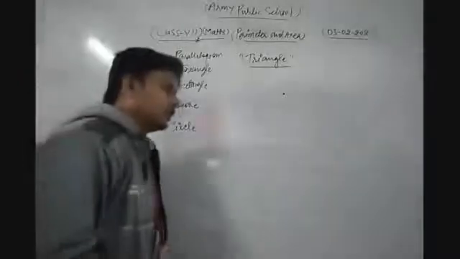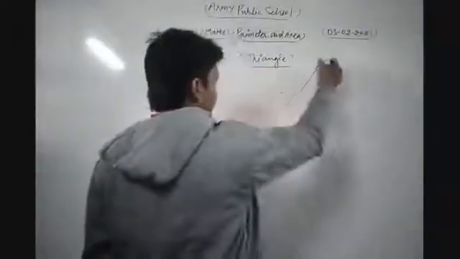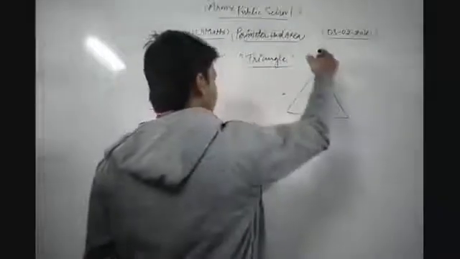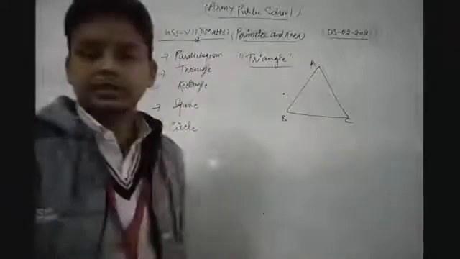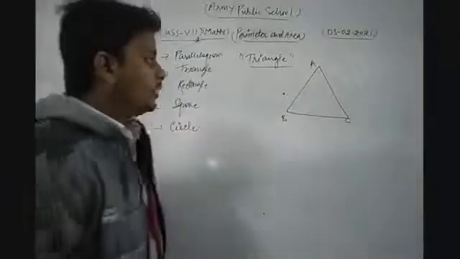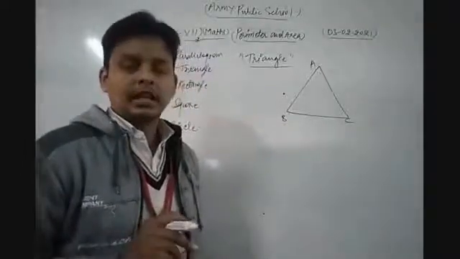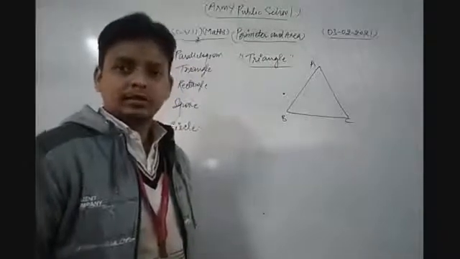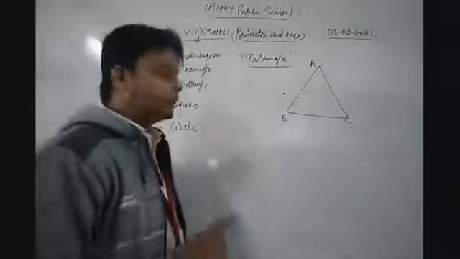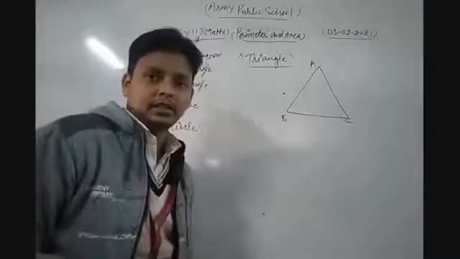A region bounded by three line segments is called a triangle. Here ABC is a triangle, a region enclosed by three line segments. In any triangle, you know that a triangle has three vertices, three sides and three angles, and the sum of all its interior angles is equal to 180 degrees. You know that very well. Now here we discuss the perimeter and the area of a triangle.